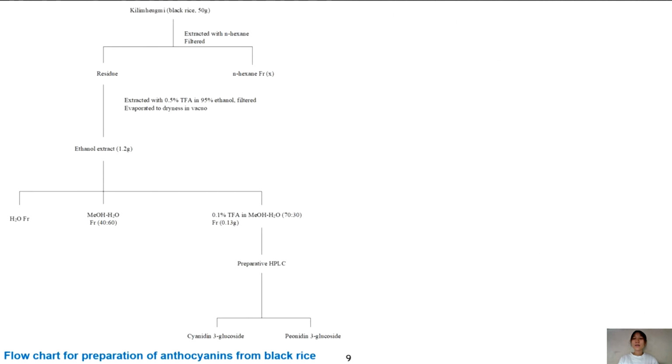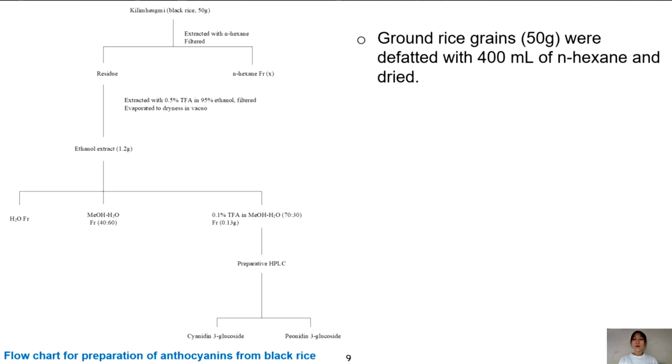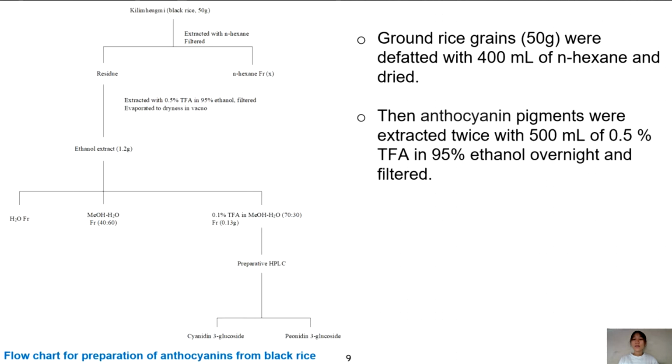As you can see here, the flow chart indicates the preparation of anthocyanin pigments from black rice. Firstly, raw rice grain, around 50 grams, was defatted with 400 ml of hexane and dried. Then anthocyanin pigments were extracted twice with 500 ml of 0.5% TFA in 95% ethanol overnight and filtered.